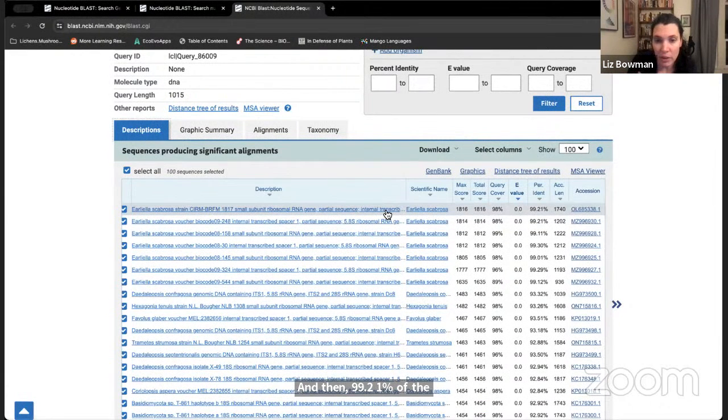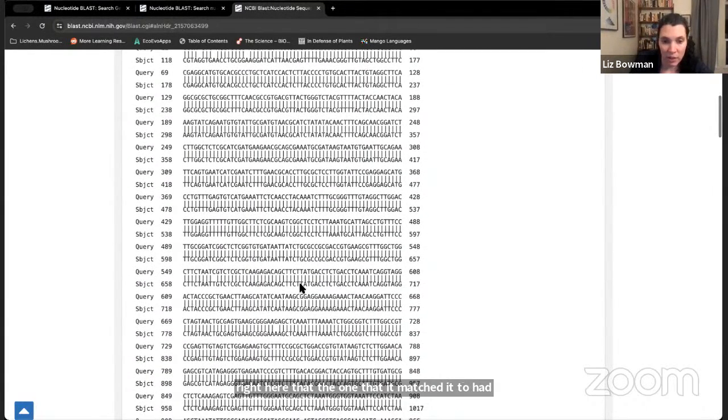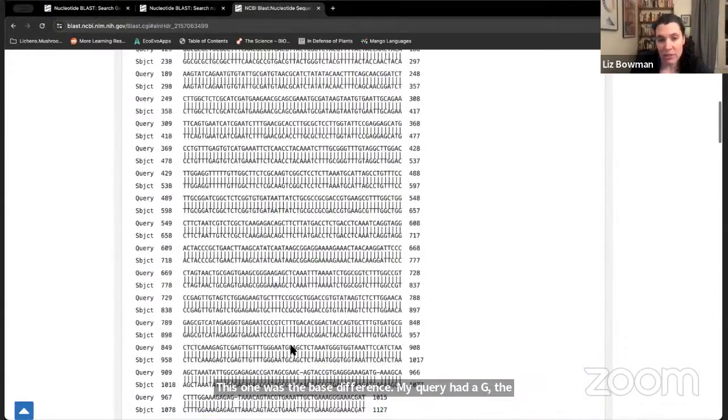So I misspoke there. If I click on this, it goes down and shows me my query, the one that I put in, and this was the top match for it. You can see mine is missing a base right here and right here that the one it matched to had. And then you can see all the other matches. This one was a base difference. My query had a G, the one that it matched to had an A. So there are some differences here.